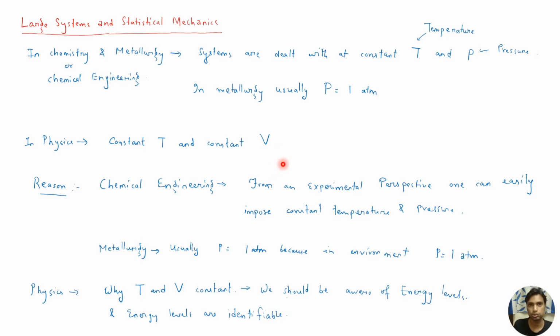This is because mostly we try to keep the volume constant, because at constant volume the energy levels of the system would be fixed. So that is why, since the energy levels are identifiable at constant volume, we try to keep the volume constant. So with this in hindsight, we'll go ahead.